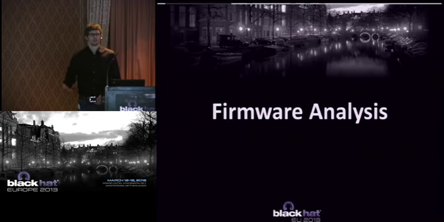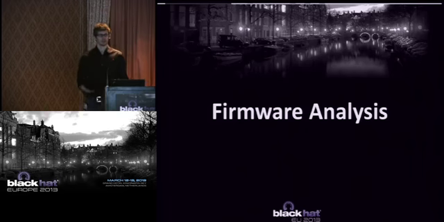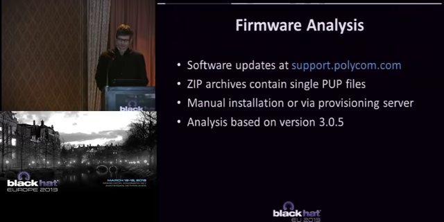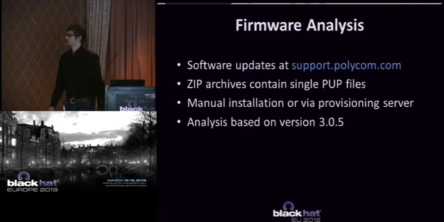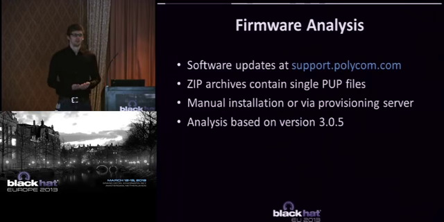So we basically start with some firmware analysis, because this is one thing we can analyze and take a look at without having root access to the device. If you go to the vendor webpage, you will see that you can get software updates at support.polycom.com. And every software update is basically a zip file. Each of those zip files contains a single pub file, which stands for Polycom update file.